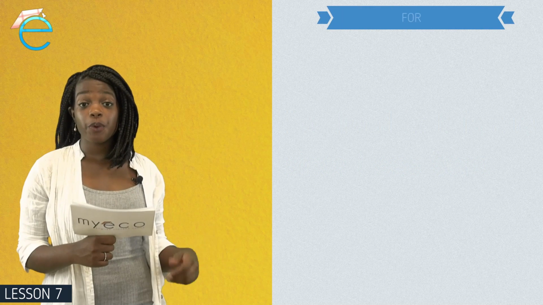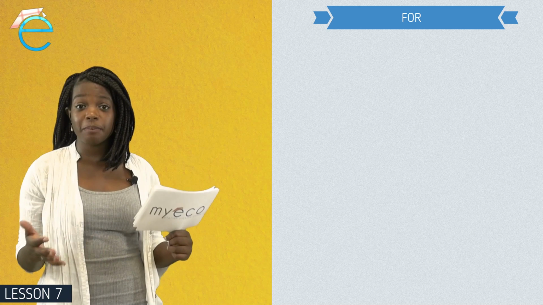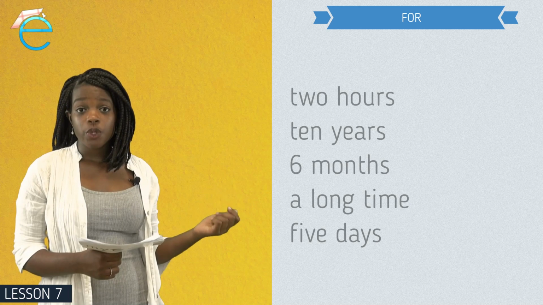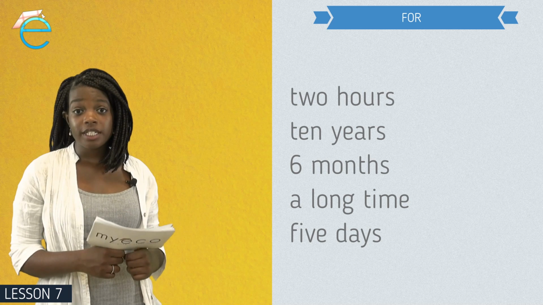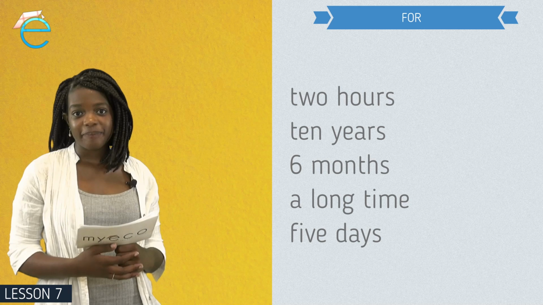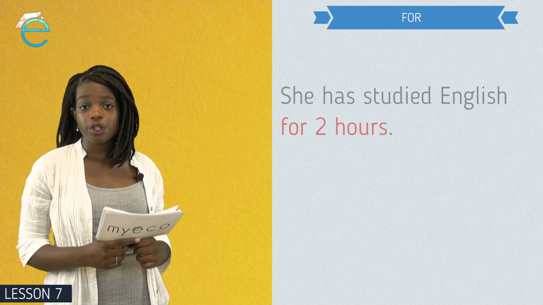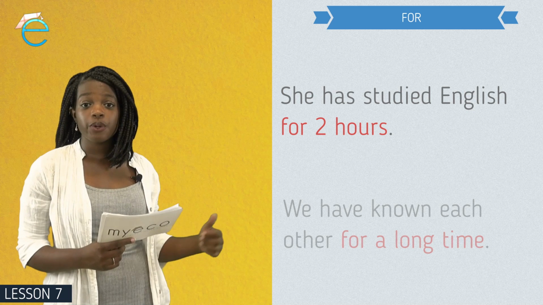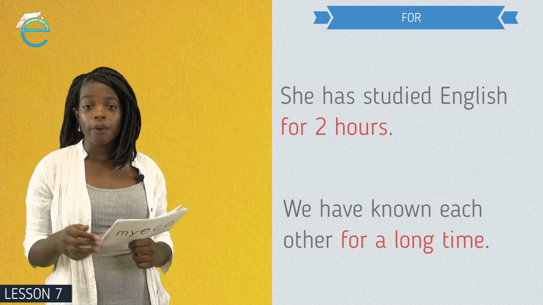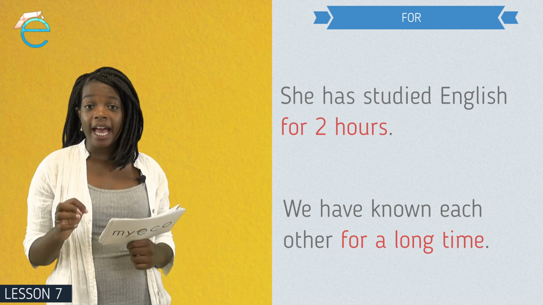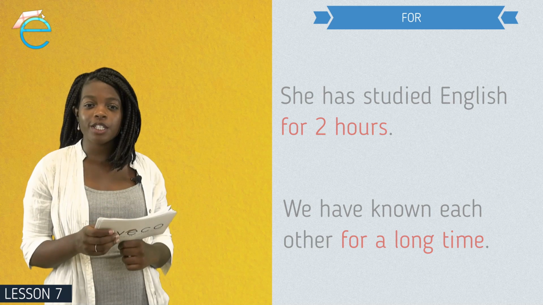When it comes to the word for, we use it to show a duration of time or a specific period. For example, 2 hours, 10 years, 6 months, a long time, or 5 days. Let's have a look at two examples. She has studied English for 2 hours and we have known each other for a long time. Remember, we make our tense using have or has, and we put it with our verb in its past participle form.